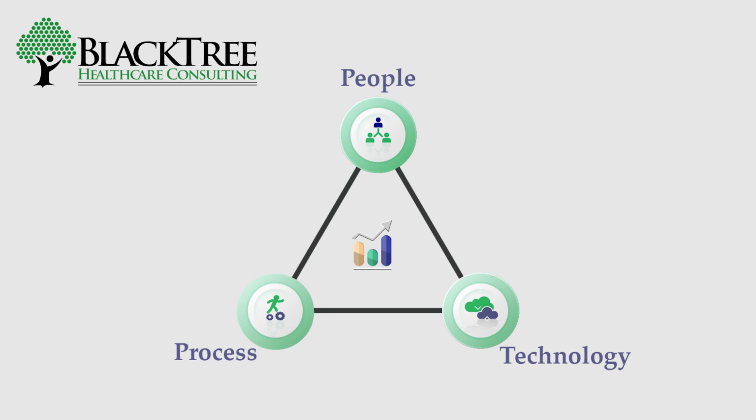So we're going to try to break this down into three major focus areas, as we do with most of our consulting services here at BlackTree. And they are people, process, and technology. From a people perspective, there's two different user types that I want to talk about. One is the regular user, and the other is a super user.